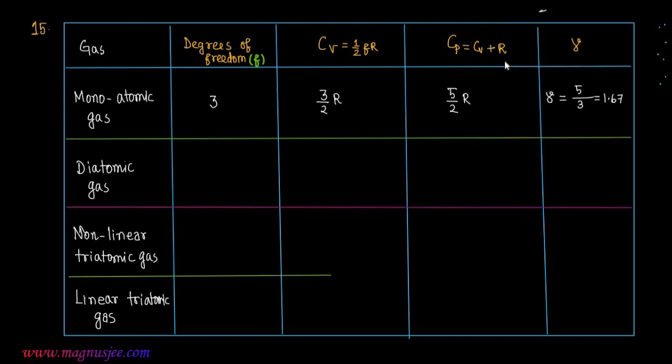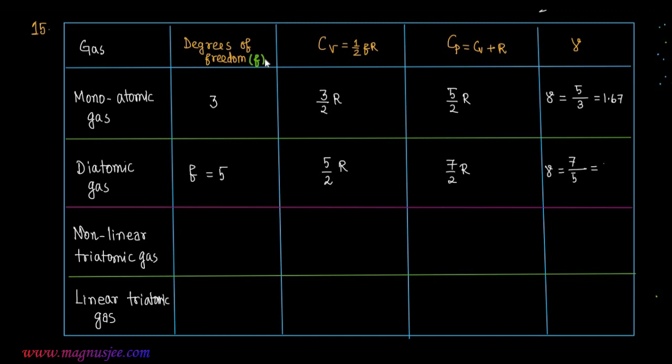For diatomic gas, the number of degrees of freedom is 5. F is equal to 5. The value of Cv is equal to 5 by 2 R, as Cv is equal to half FR. The value of Cp is 7 by 2 R, and gamma is equal to 7 by 5, which is 1.4.